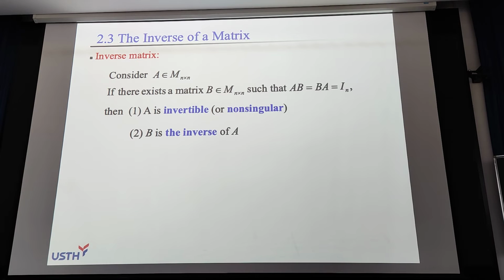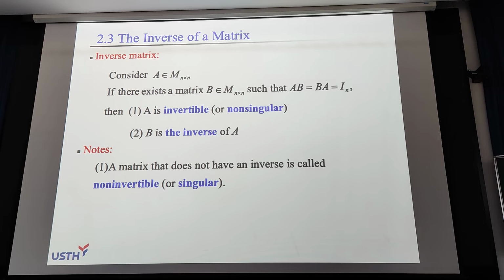Sometimes I give you the name in Vietnamese so that psychologically you feel it is easier for you to understand. But however, it is not so easy. Okay, now I have some more things to tell you. If a matrix does not have an inverse, it means that if we cannot find a matrix B satisfying that, then the matrix A will become non-invertible, or a singular matrix.